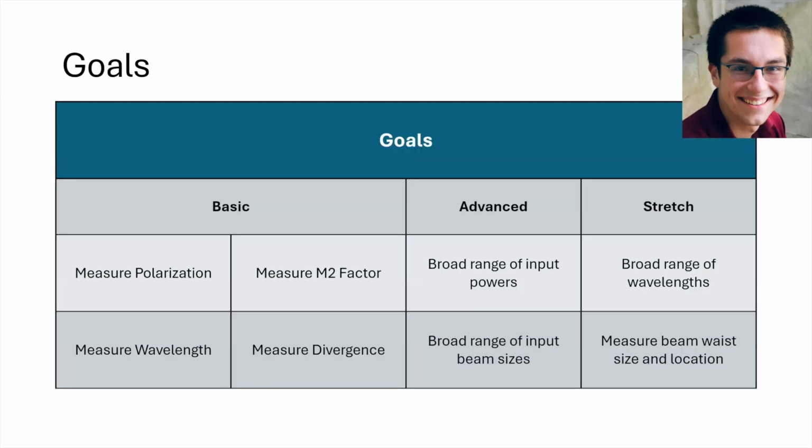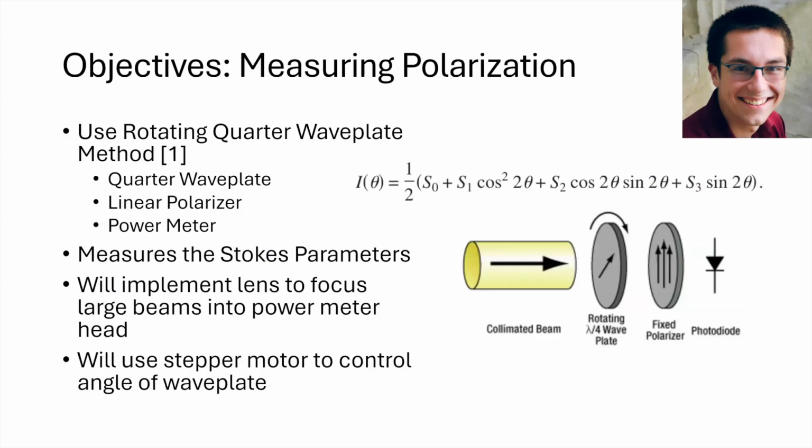So for our basic goals and objectives, we want to measure polarization, wavelength, M squared factor, and divergence, as well as accommodate for a broad range of input powers, input beam sizes, wavelengths, and if possible, to measure the beam waist size and location. To measure polarization, we use a rotating quarter wave plate method, where we rotate a quarter wave plate and then have a fixed linear polarizer and then measure power as a function of that quarter wave plate angle. From this, we can get the Stokes parameters.